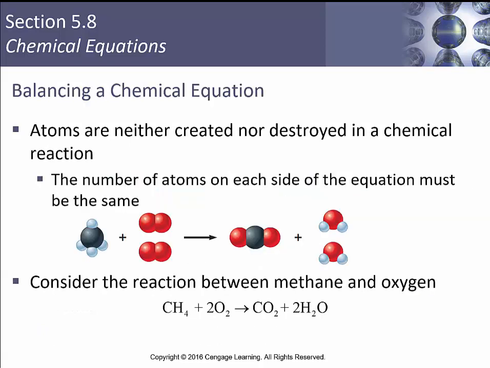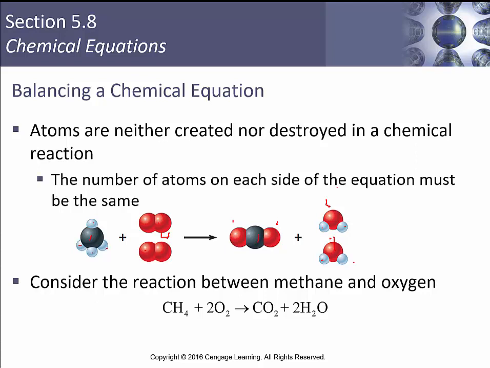So atoms are not going to be created or destroyed. That's our conservation of matter. The number of atoms on the left are going to equal the number of atoms on the right. I've got one carbon over here, one carbon over here. I've got 1, 2, 3, 4 oxygens over here, and 1, 2, 3, 4 oxygens over here. I've got 1, 2, 3, 4 hydrogens on each side.